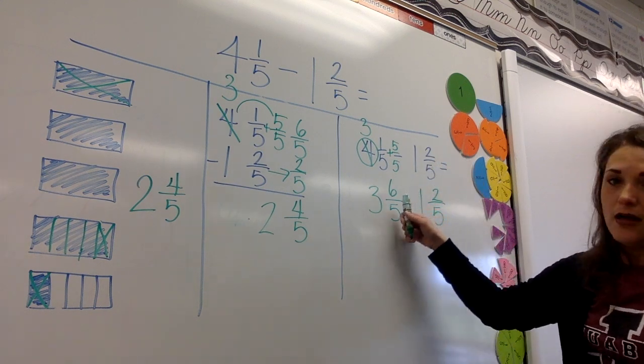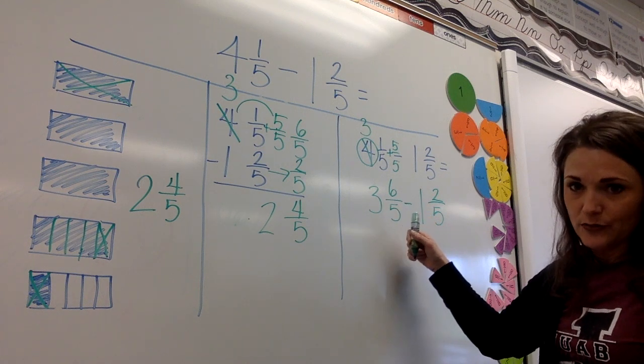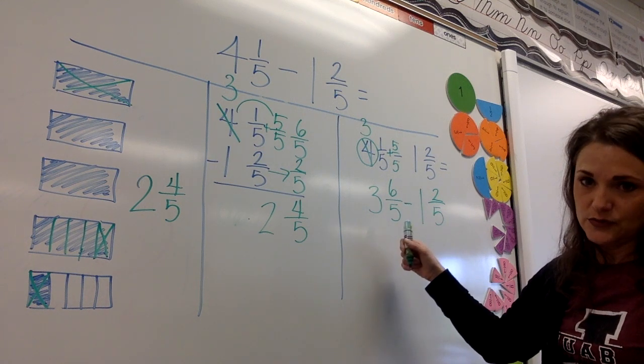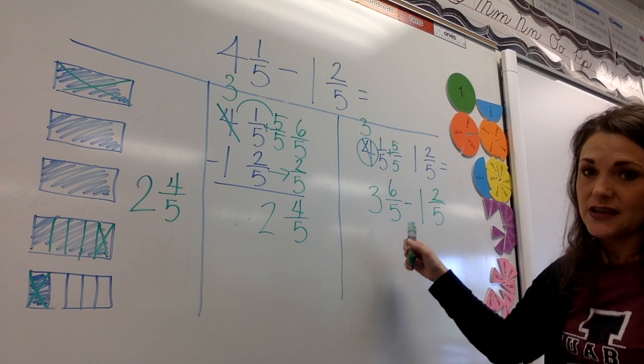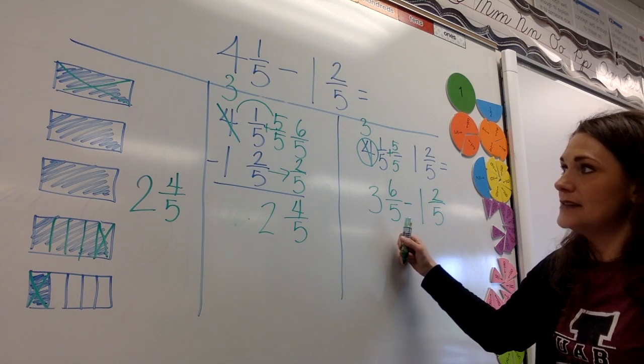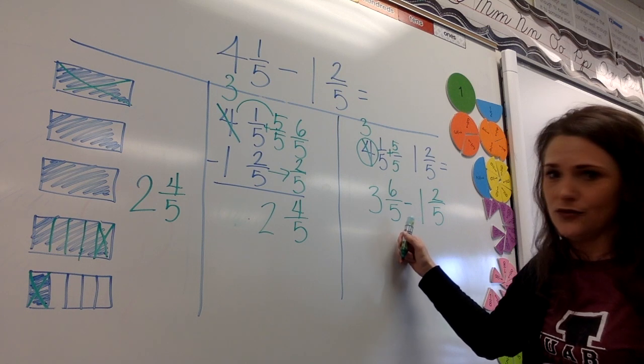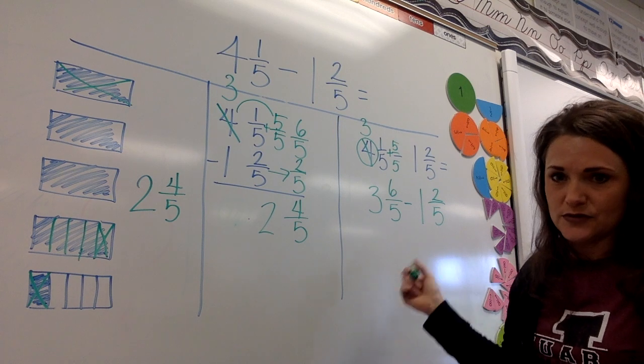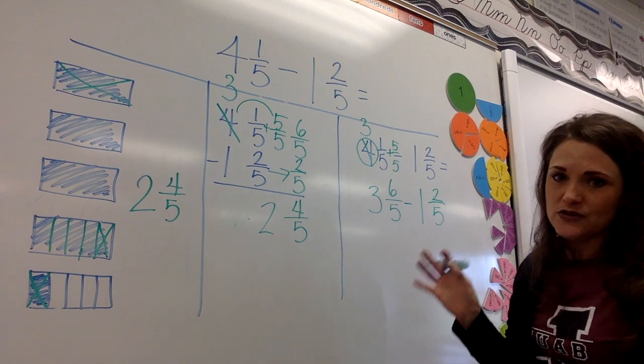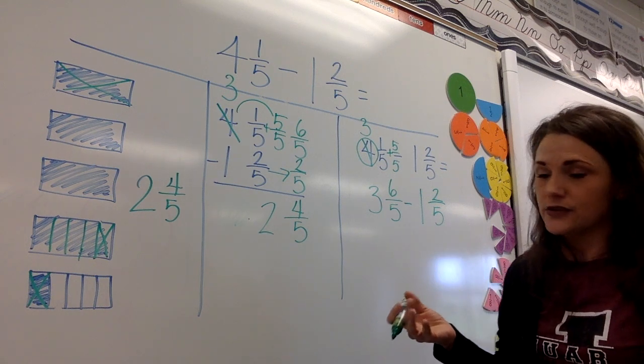I'm always going to subtract my fraction part first and then subtract my whole numbers, because it's important to do that, because otherwise, what if you subtracted the wholes first and then you needed to borrow from them? Then you have to subtract anyway. So you always want to make sure that you're subtracting your fractions first.